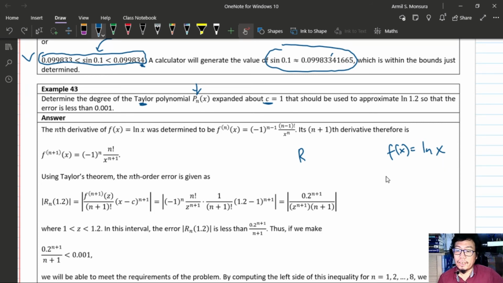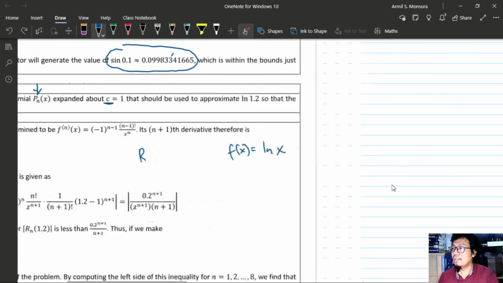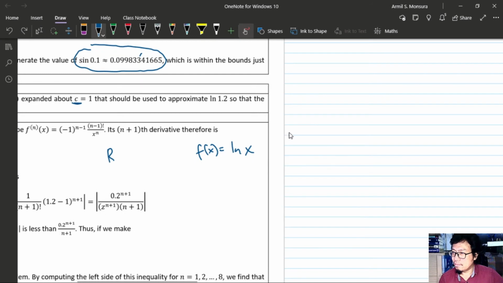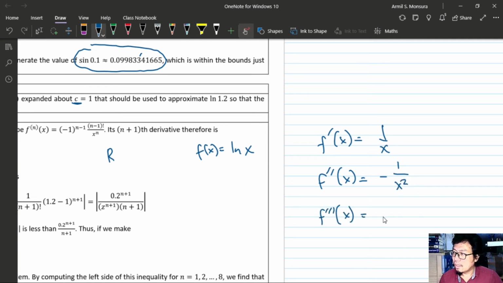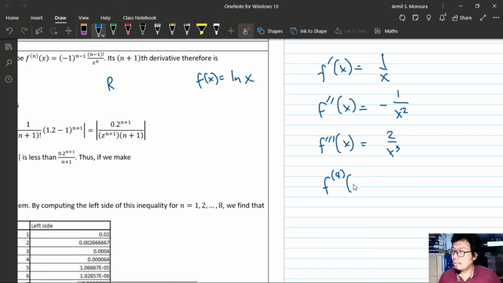Its nth derivative, we can find by finding a pattern for the nth derivative. So let's look for some pattern. The first derivative is 1 over x. The second derivative is negative 1 over x squared. The third derivative is 2 over x cubed. The fourth derivative is negative 2 times 3 over x raised to 4. So we can find a pattern there.